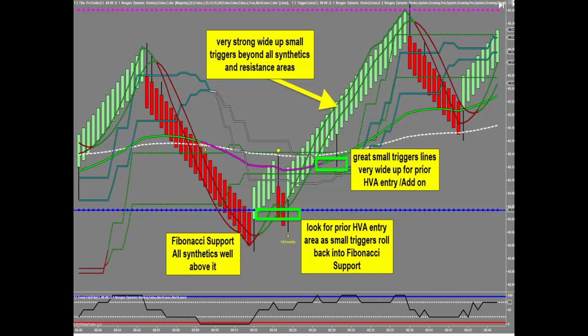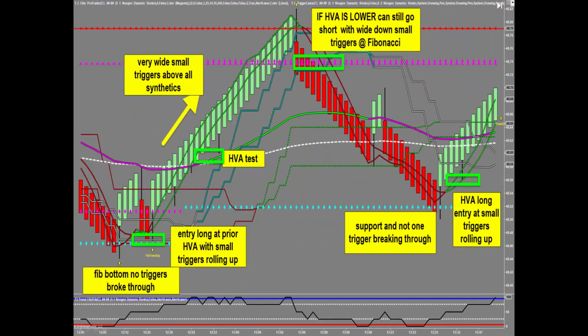And then you'll see when the small triggers have this look, this is what we call a stab back trade, right? But it's really just strong small triggers very wide up. When you get this pullback into your area, guess what it's going to be? It's going to be a HVA. And you're going to be going long right here, and it's going to take off on you really quickly. And you're going to love that high volume area right there with this strong small trigger line look to the upside.